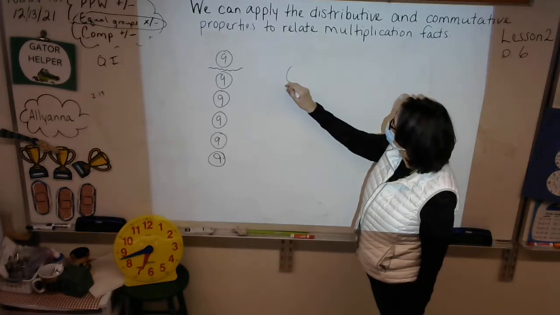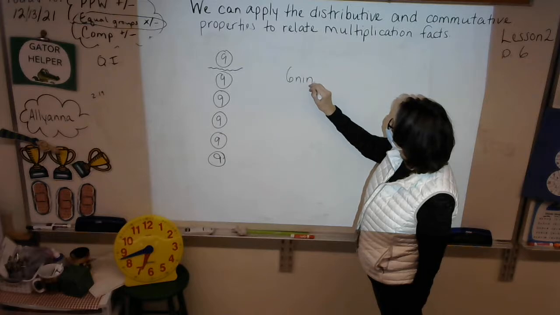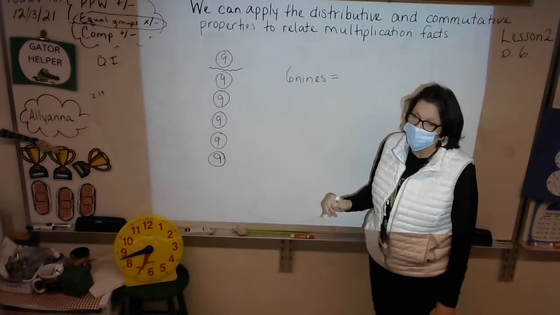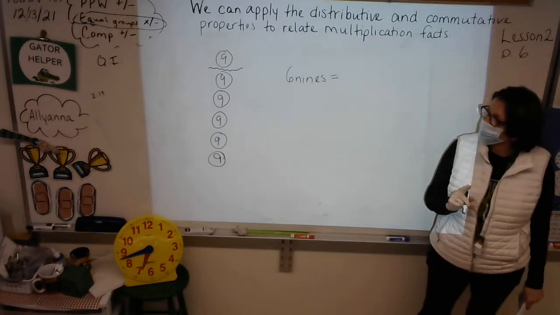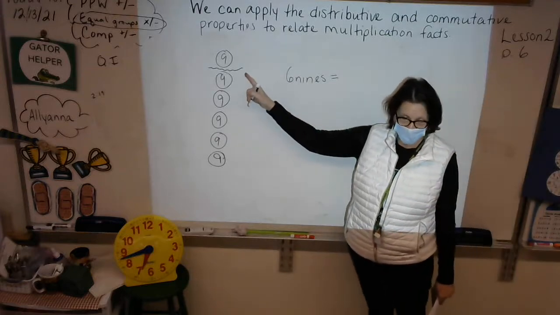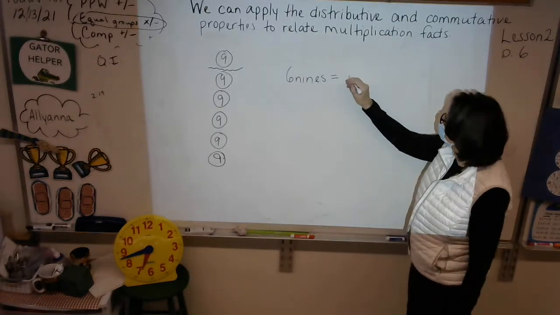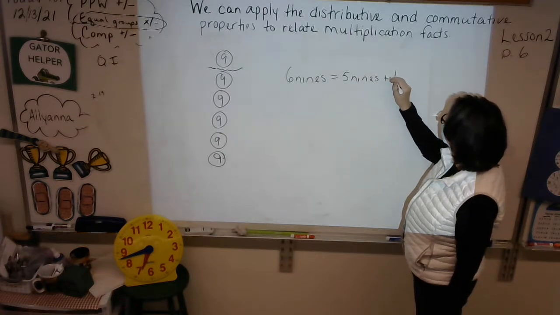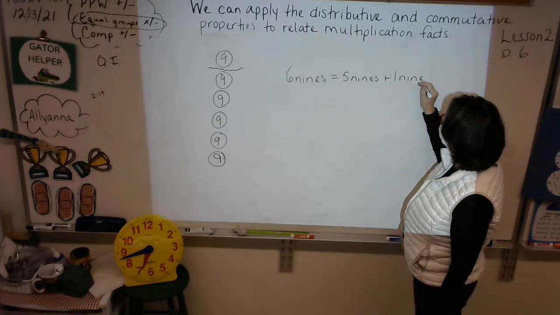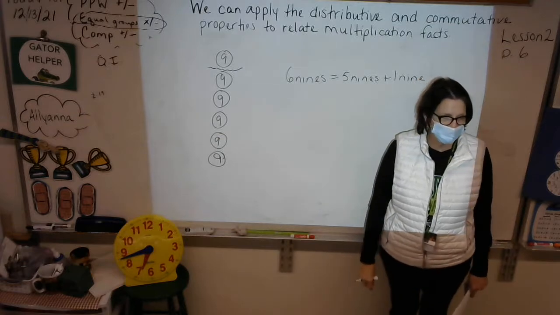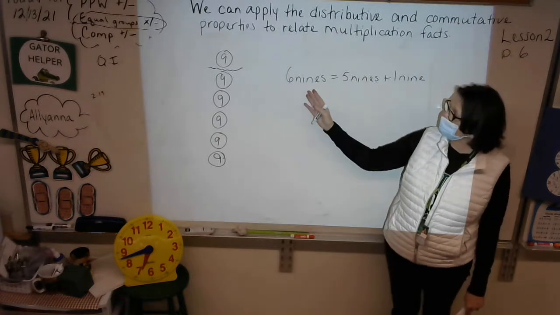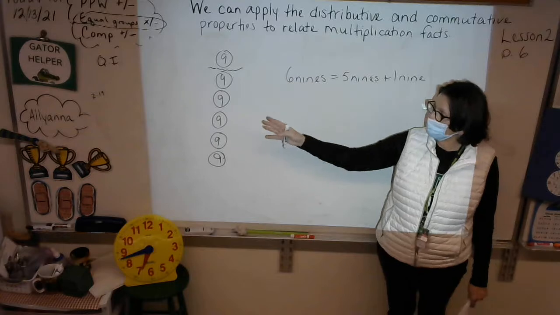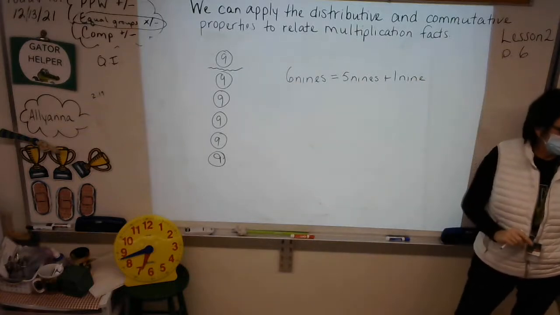Write this. We have 6 nines equals or is the same as what? Well, what do we have below our line? 5 nines. Oh my goodness, you guys are getting it. 5 nines plus 1 nine. Does everybody see how this number set in unit form matches my picture?